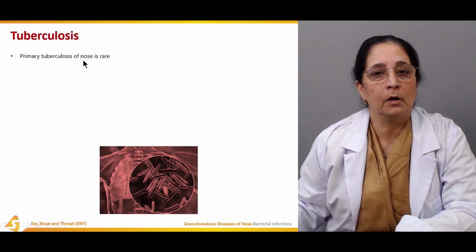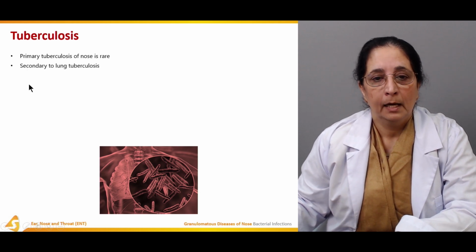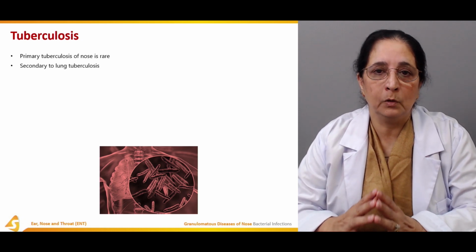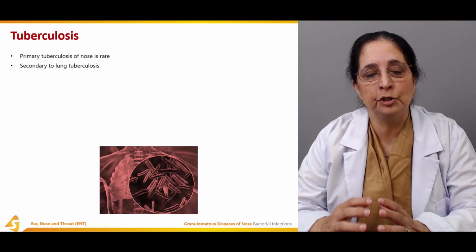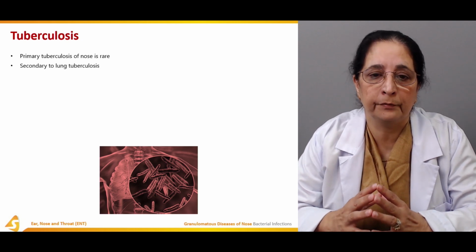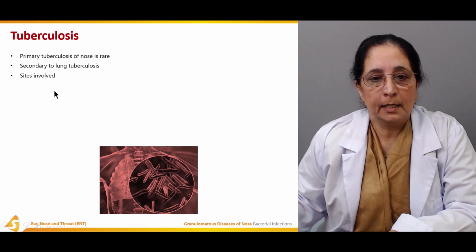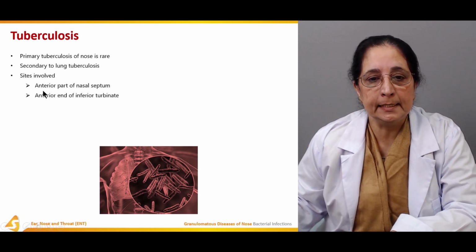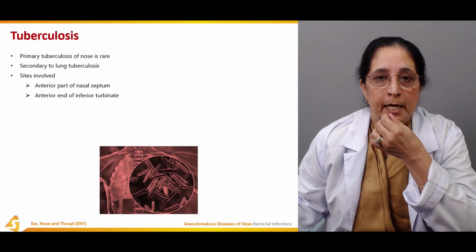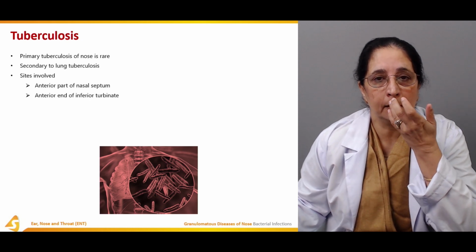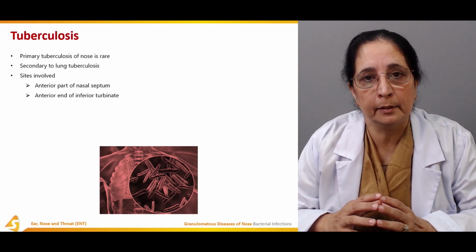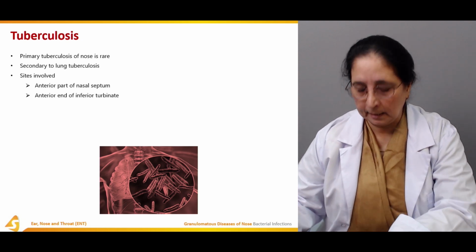Primary tuberculosis of the nose is rare. It is secondary to lung tuberculosis. So tuberculosis of the nose is rare, but usually tuberculosis of the lungs can spread and cause tuberculosis of the nose. The sites involved are the anterior part of the nasal septum, which is the portion that divides the nose into right and left sides. Then the anterior end of the inferior turbinate is affected by nasal tuberculosis.